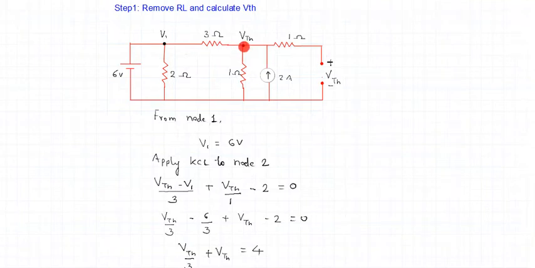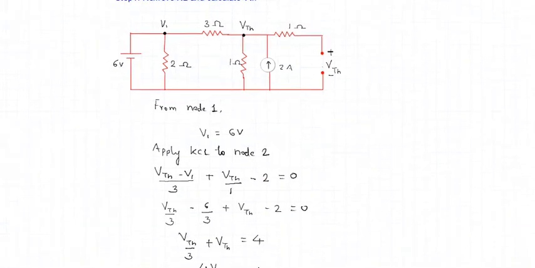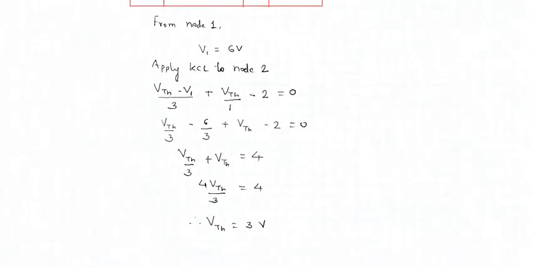Applying nodal analysis to the first branch, we get (VTH minus V1) by 3. For the second branch, it is VTH by 1. And for the third branch, which is an incoming current source, we assume in nodal analysis that all the currents are outgoing currents. So with respect to that, we need to consider this current source as minus 2. The two unknown variables are VTH and V1. V1 is already known, so the only unknown variable left is VTH. Simplifying the equation, we obtain VTH to be 3 volts.